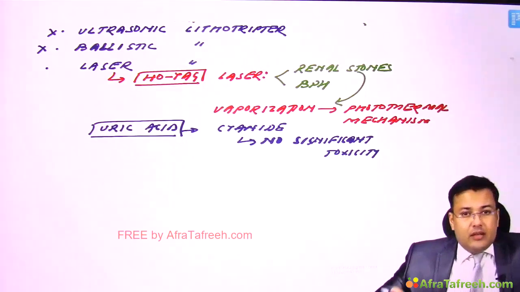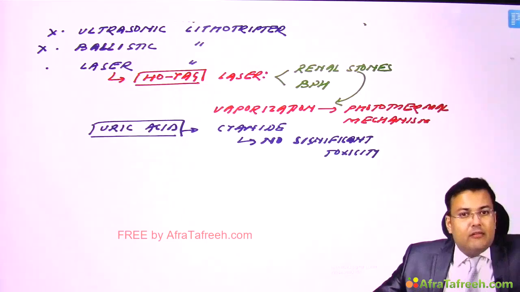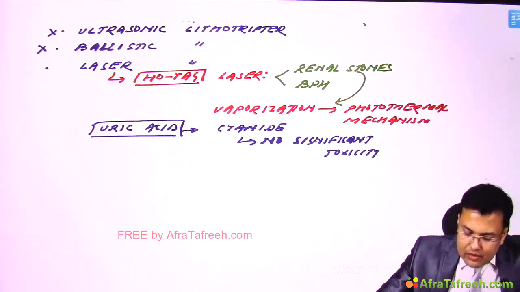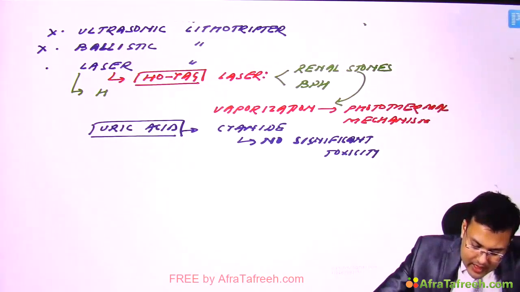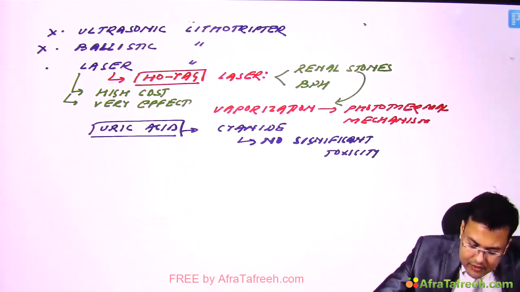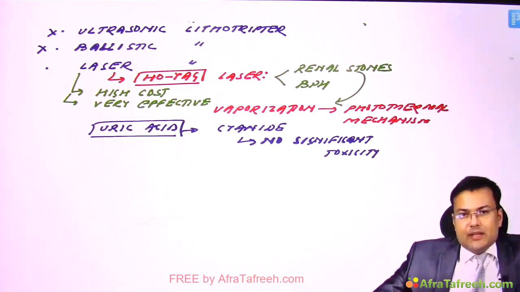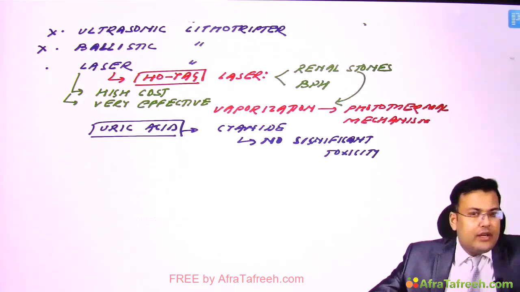So laser lithotripter is very effective, but what is the only problem with laser? It's very costly. So the problem of laser is high cost, and what's the advantage? It's very effective. Clear? So these are the various treatment options used for renal and ureteric stone.